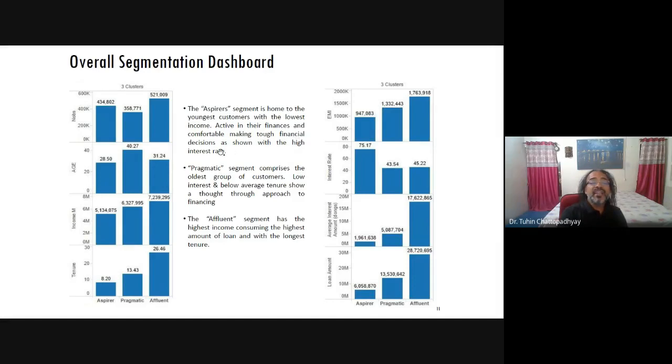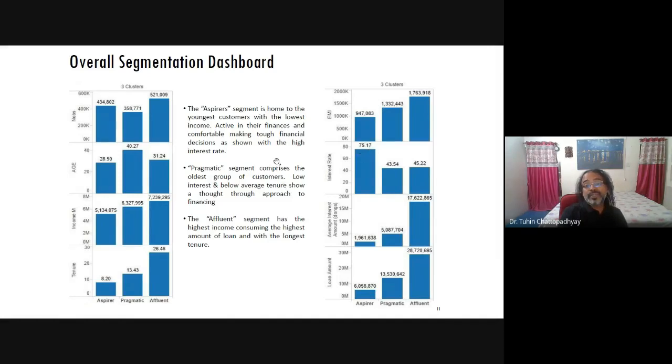They are active in their finances and comfortable making tough financial decisions, as shown by the high interest rate. In the country where I was working, they have this. We can't even think of paying an interest rate of 75.17%. For us, even 18%, 20%, even 30% is a big deal. But this segment is taking tough financial decisions, paying an interest rate of 75.17%.